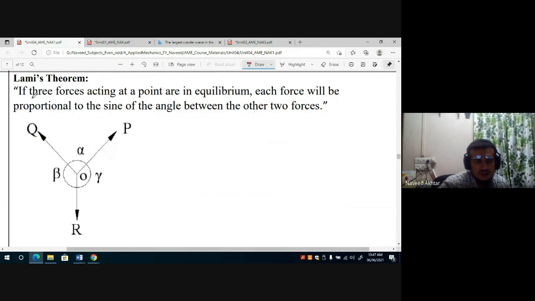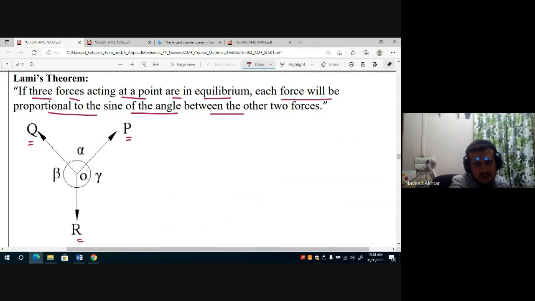Lami's theorem is: if three forces acting at a point are in equilibrium, each force will be proportional to the sine of the angle between the other two forces. अगर 3 फोर्सेस सिस्टम ऑफ फोर्सेस है, यहाँ पर आप देखेंगे, आई विल से P एक फोर्स है, Q अनदर फोर्स है और R अनदर फोर्स है. ओके, अगर P इज नथिंग बट 3 फोर्सेस acting on a point in equilibrium, each force will be proportional to the sine of the angle between the other two forces.